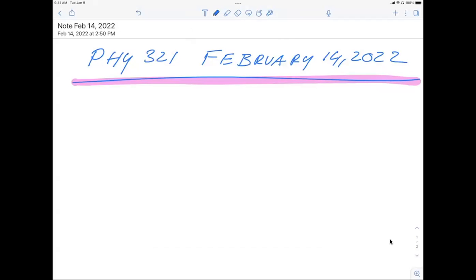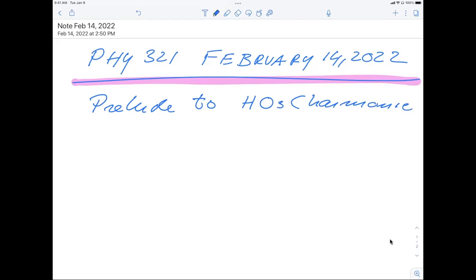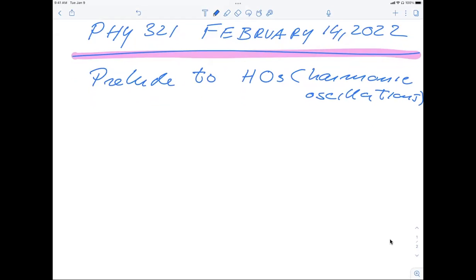So this is a kind of a prelude to the harmonic oscillations. And I'm going to use a shorthand HO for harmonic oscillations. So this is harmonic and harmonic oscillator, HOs, harmonic oscillations, or just a harmonic oscillator. So we are going to remind ourselves of things like the energy conservation theorem.